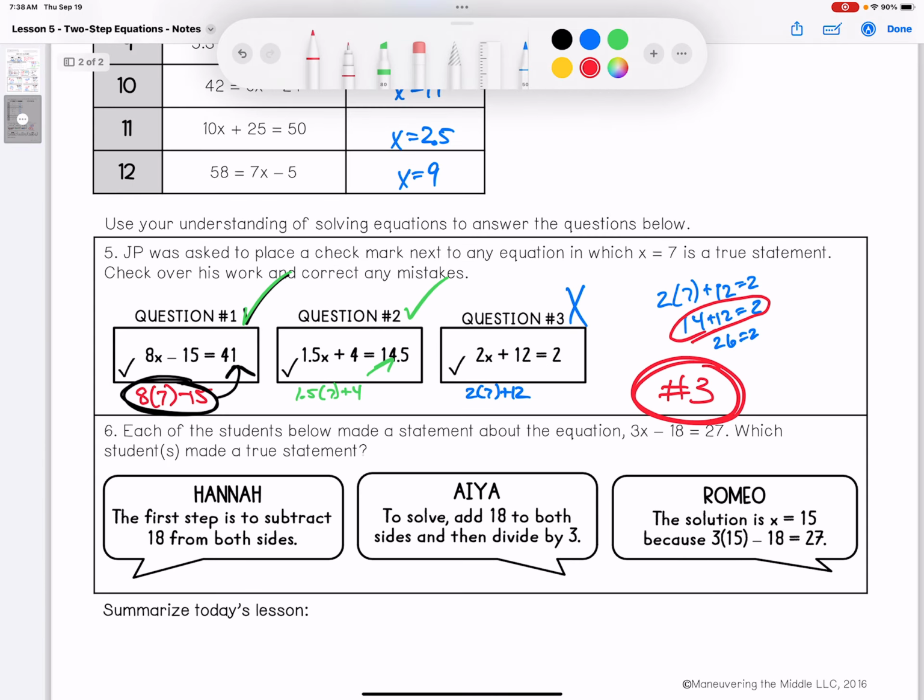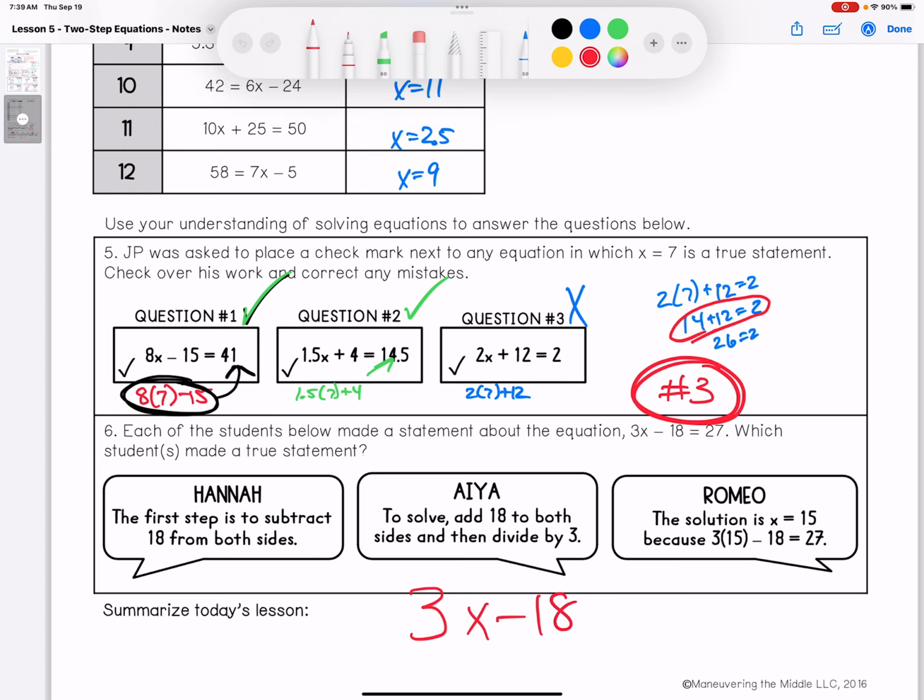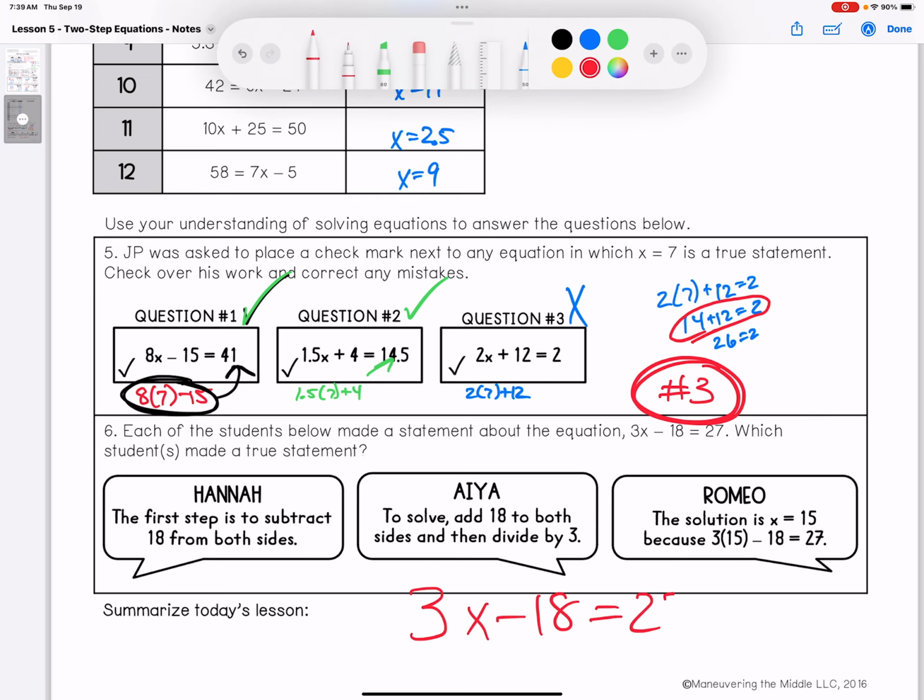All right. Each of the students below made a statement about the equation 3x minus 18 equals 27. Which statement is true? Hannah says that the first step is to subtract 18 from both sides. So this is the equation right here. What is the first step? It's to add 18. She said subtract, so she is wrong.